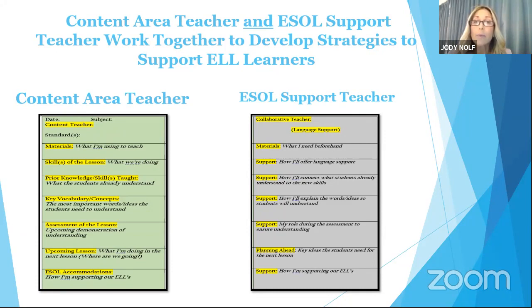So let's look at the collaborative teacher side. What I need as far as materials, how I'll offer language support, how I'll connect what students already understand to the new skills. And that matches the prior knowledge on the left. How I'll explain the words and ideas so students will understand. My role during the assessment to ensure understanding. Planning ahead, any key ideas the students need for the next lesson. And then of course at the bottom, how I'm supporting our ELLs.